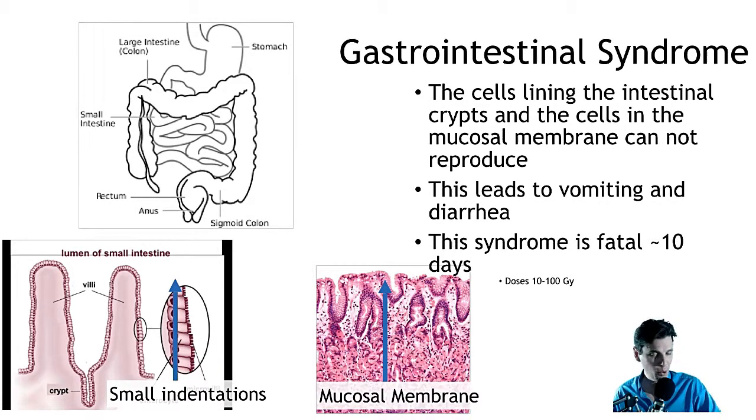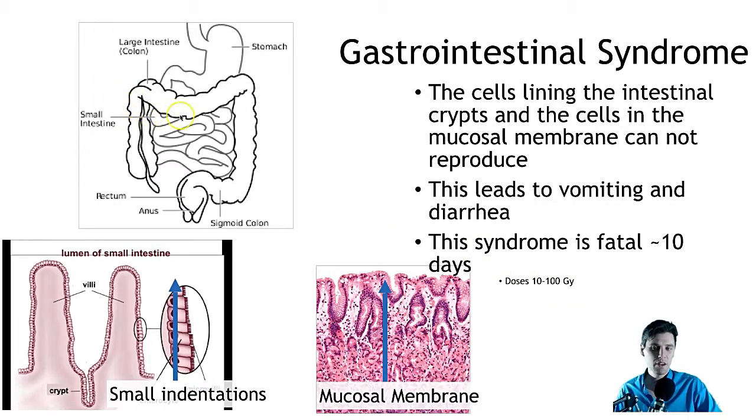In bone marrow syndrome, we're talking about 30 to 60 days for death to occur in individuals that do end up dying. In gastrointestinal syndrome, we're actually talking about only about 10 days from the time at which the accident occurs, or the time at which the exposure occurs, until the individual ends up dying. And the cause here is inside of the gut, inside of the intestine.